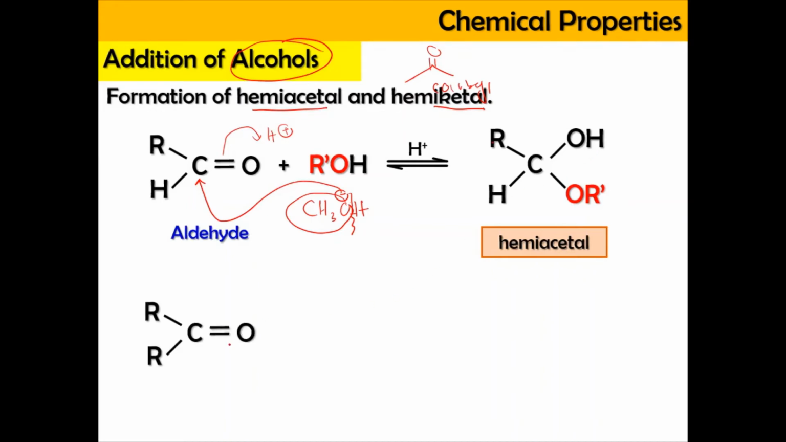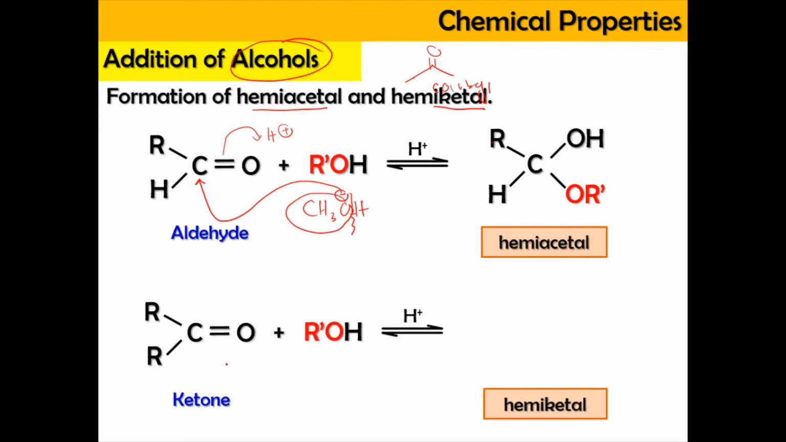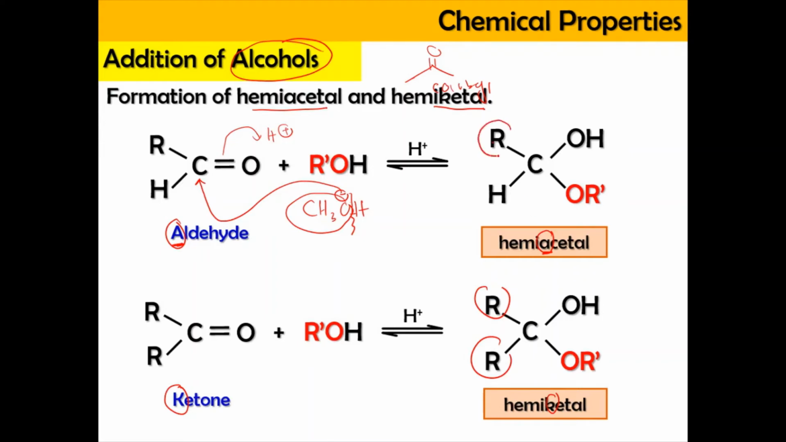However, when we are using a ketone and we react that with the same alcohol in acidified condition, what we're going to produce is OR here and OH here. So what we're going to produce is a hemiketal. Hemiacetal comes from aldehyde, while hemiketal comes from ketone, where these have both alkyl groups. Acetal only has one alkyl group, and the other one is going to be hydrogen.